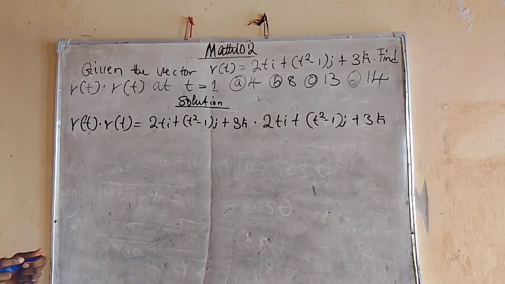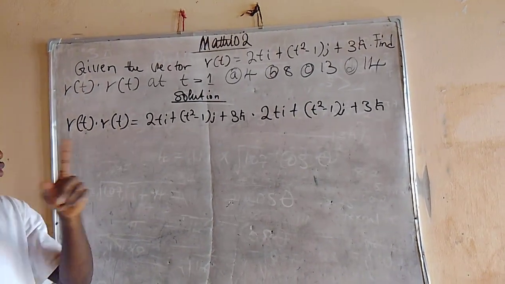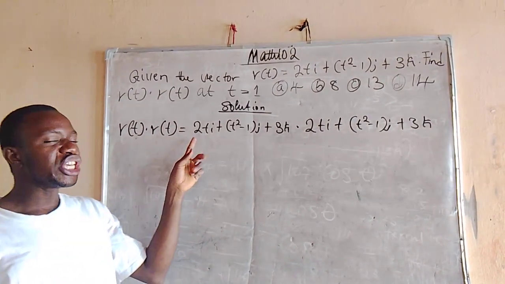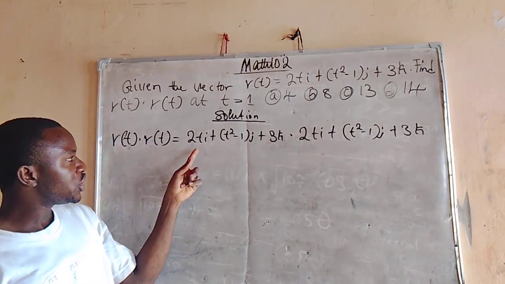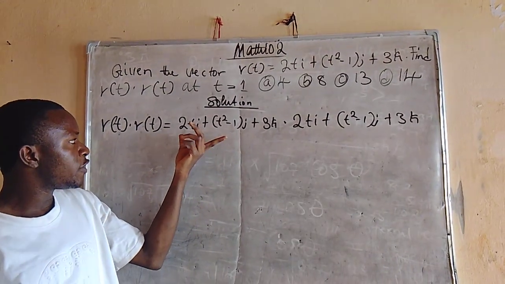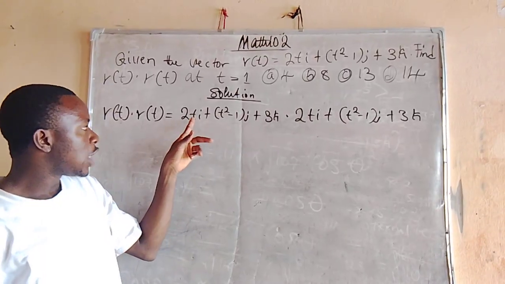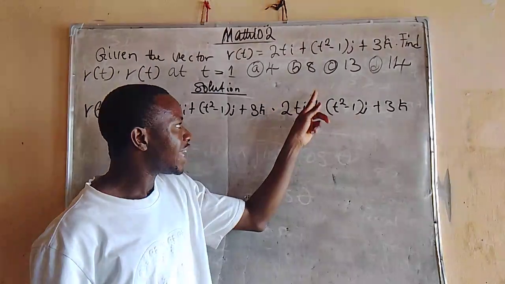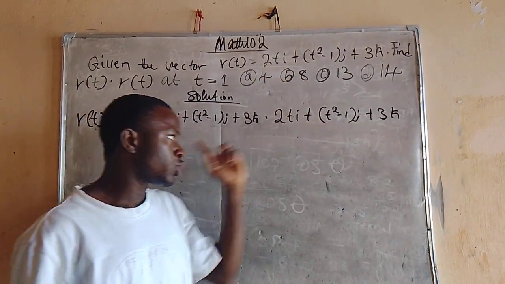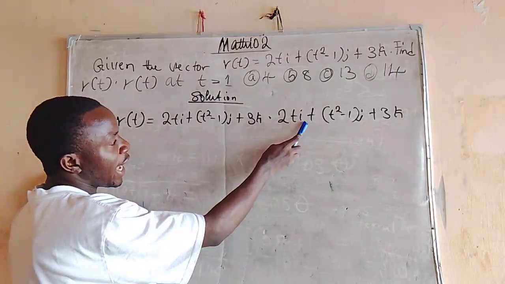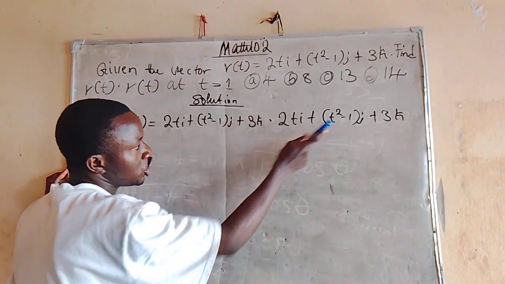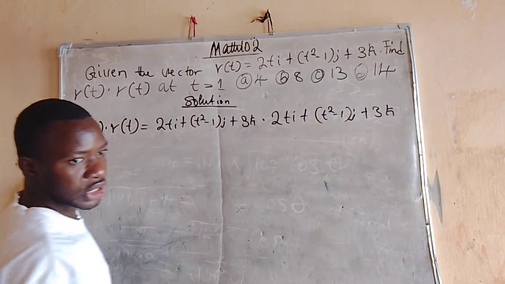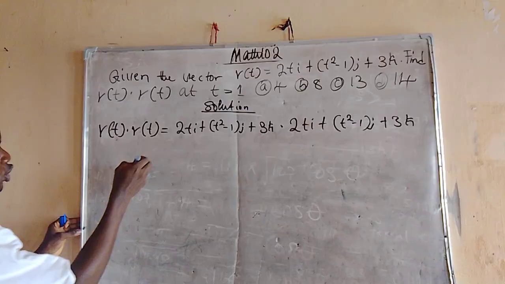Now, from multiplication of vectors in our previous videos, when you are multiplying two vectors together, you multiply each of the components together. For instance, the first vector has 2t i, so I am going to multiply it by the part of the other vector that has the unit vector i as well. Is that taken? So i multiplies i, j multiplies j, and k multiplies k.